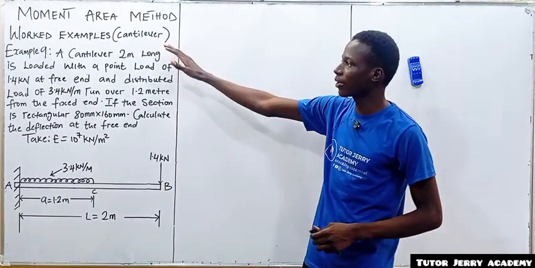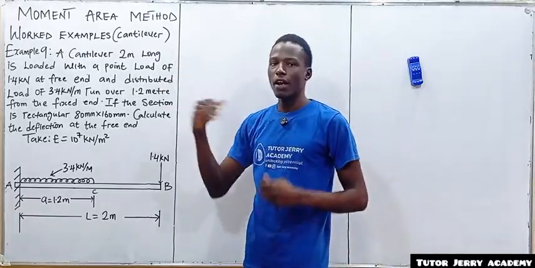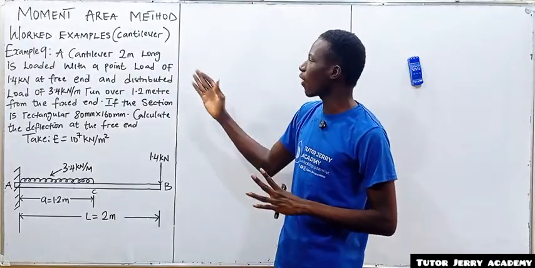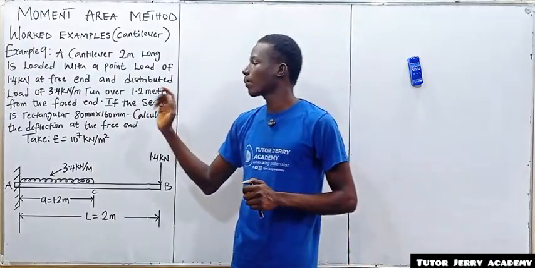We are still on moment area method. This is work examples on cantilever. All right. So this is example number 9.